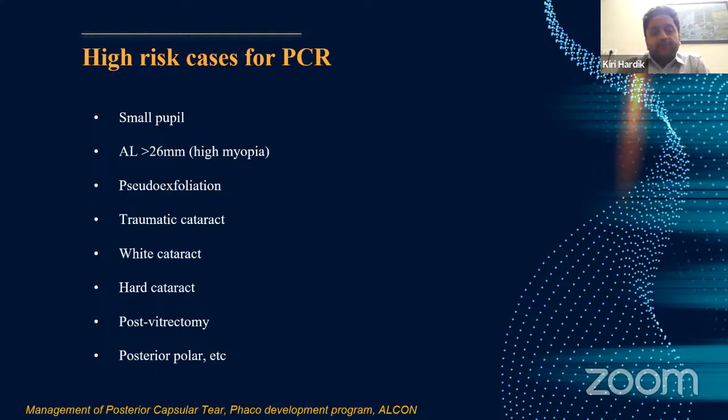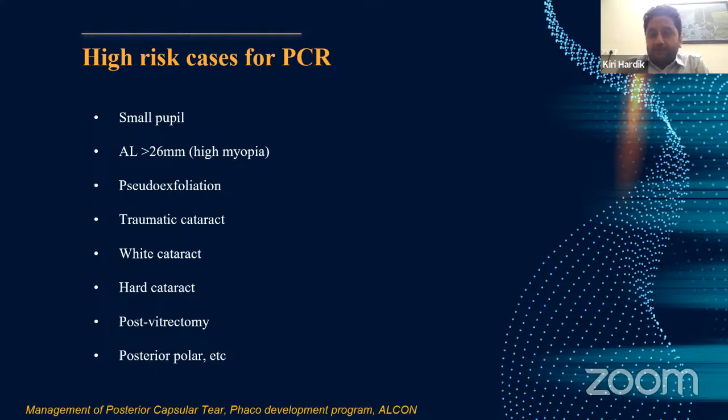These are some of the cases with a higher risk of PCR: small pupil, high myopia, pseudoexfoliation, traumatic cataract, white cataract or hard cataract, vitrectomized eye, or a posterior polar cataract. The reason I am discussing this etiology here is that we will be prepared prior to taking those cases. At your one command, the anterior vitrectomy should be available.